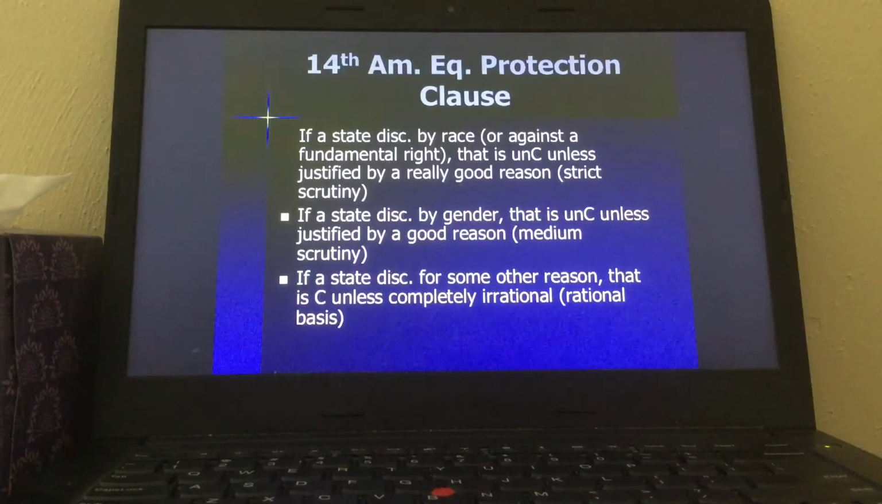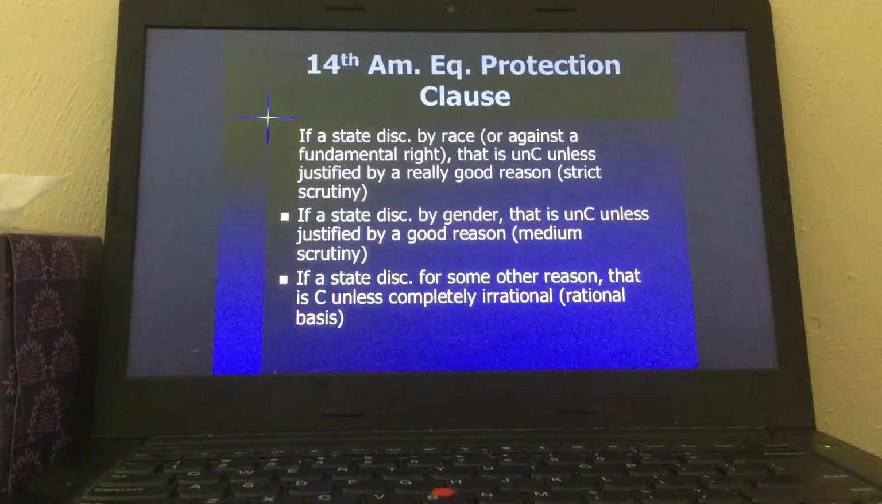And so the court set up this kind of three-part structure, where if a lawsuit said that there was racial discrimination going on by the government, and the government was treating different races differently, then probably that was going to be unconstitutional unless the government had a really good reason to do it. And they called that strict scrutiny, but don't worry about that. Basically, if the government discriminates by race, that's unconstitutional unless there's a really good reason to do it.